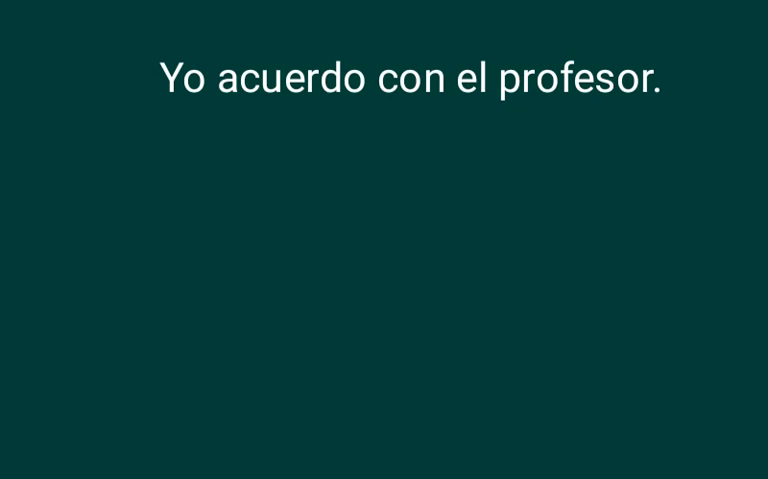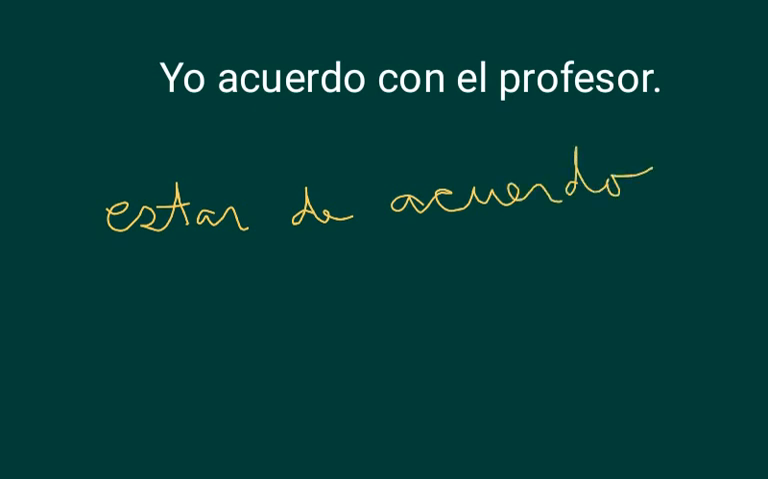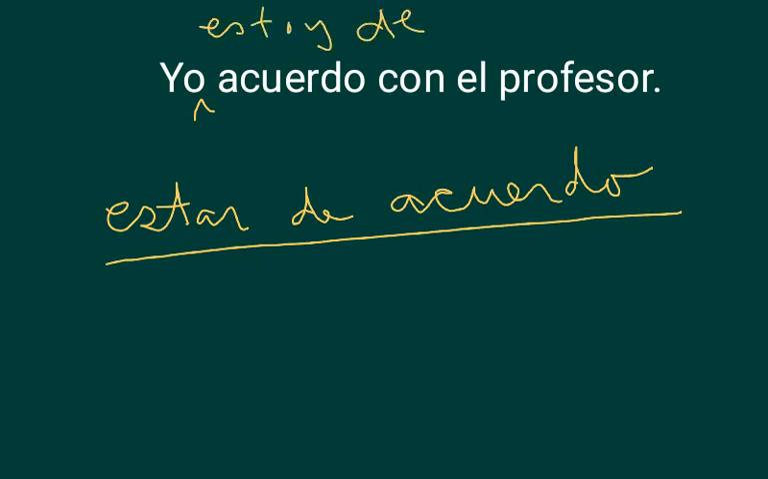So how do you say I agree with somebody? To be in agreement with somebody, the expression is estar de acuerdo. This is just an idiomatic expression meaning to be in agreement with somebody. So this should be yo estoy de acuerdo con el profesor. Yo estoy de acuerdo con Jeff. Estoy de acuerdo con Susan. Entonces, try to think of these things when you're writing your next blog.